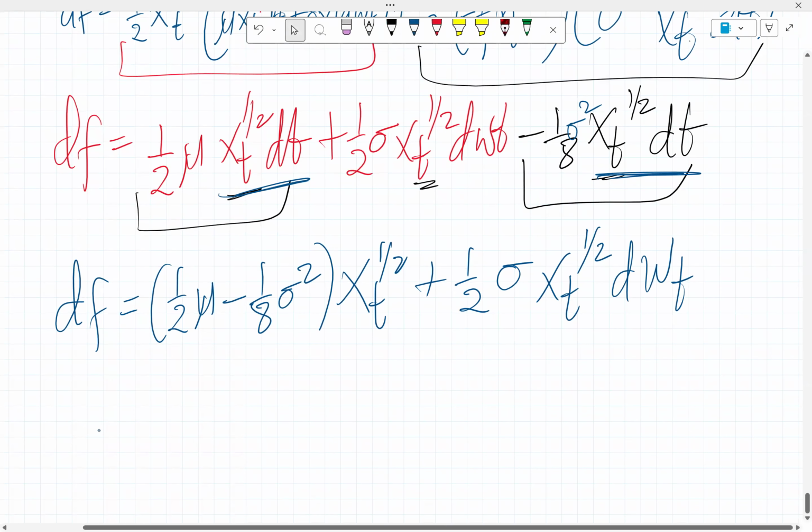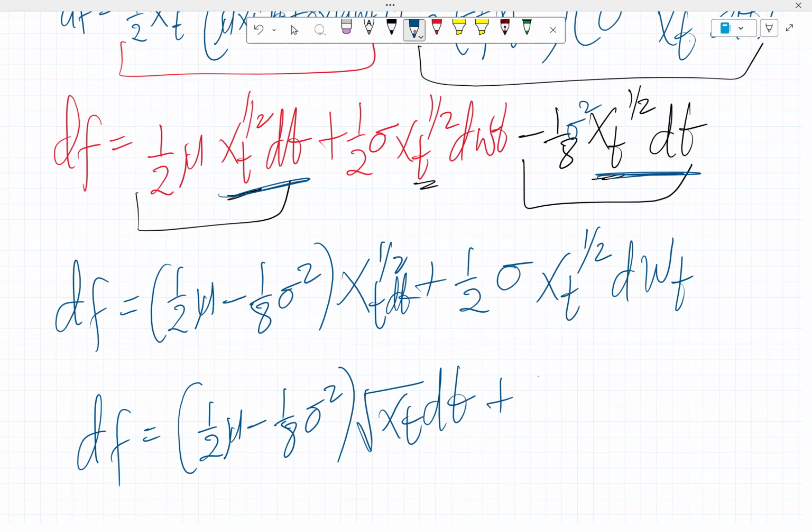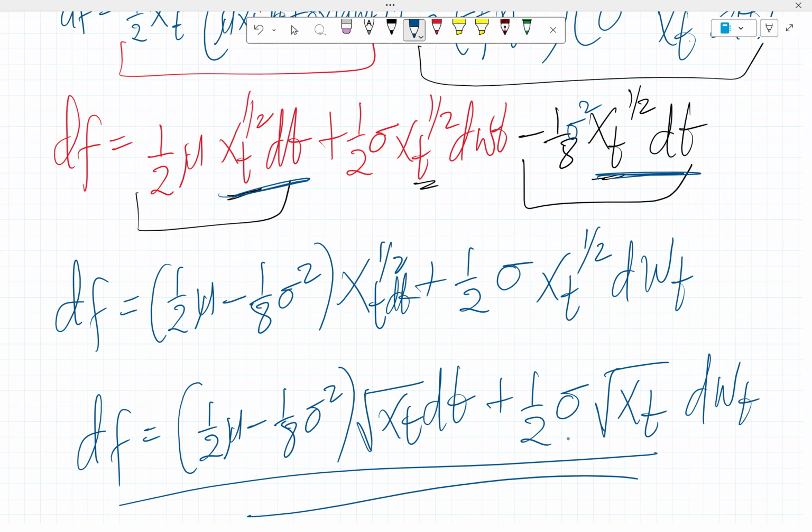So that means we have df to be half mu minus 1 over 8 sigma squared, times square root of xt dt, plus half sigma square root of xt dwt. So that's what we have there. That's the final answer. So we move to question 20.